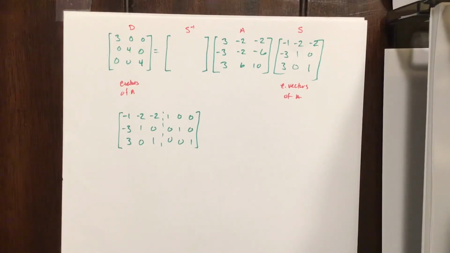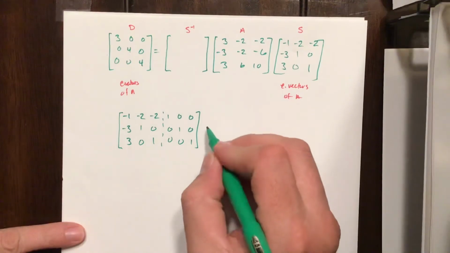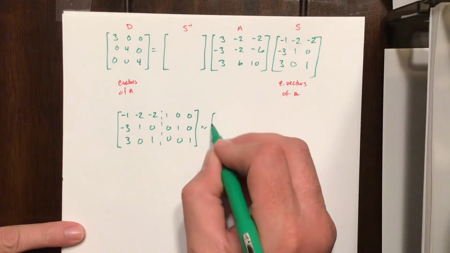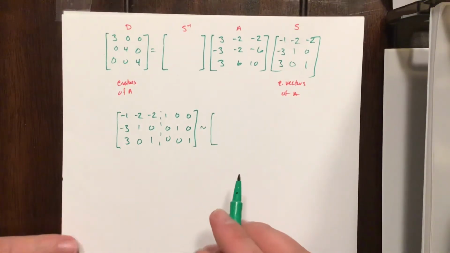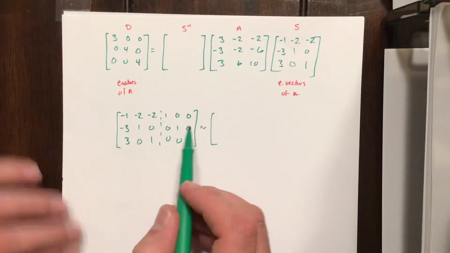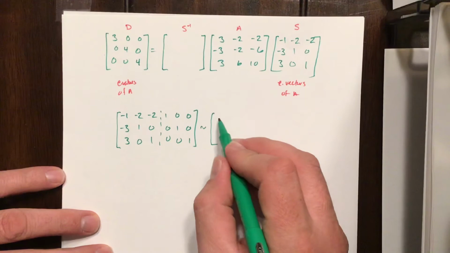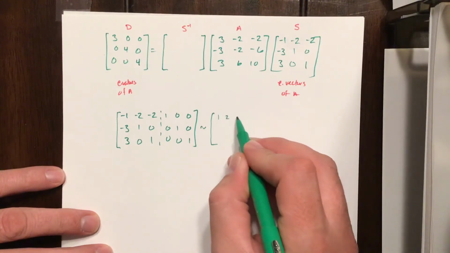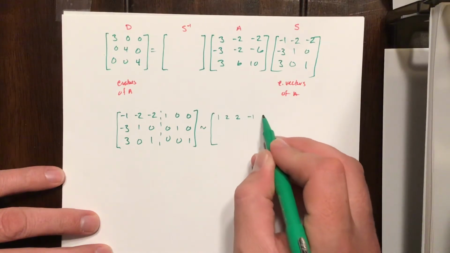So let's do it. It's not the funnest thing in the world, but we can do it. First thing I'm going to do is I'm going to multiply by -1 on top, so I get 1, 2, 2, -1, 0, 0.